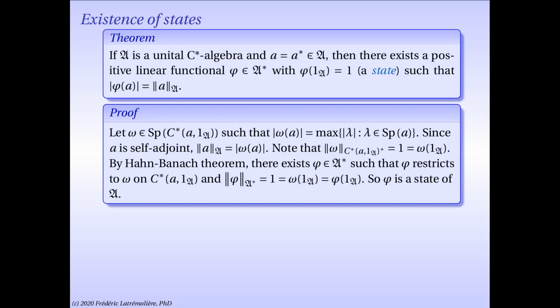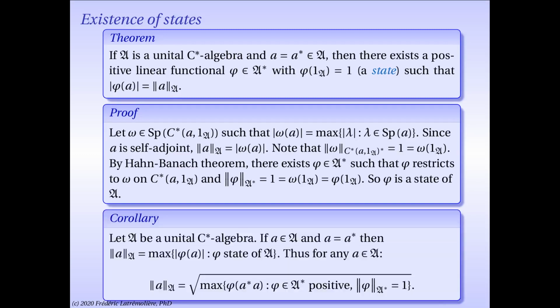So let me show you that as a consequence, we can actually calculate the norm of an arbitrary element in a unital C-star algebra using only those states, those positive linear functionals of norm 1. So again, we work within a unital C-star algebra. Let A be some self-adjoint element. Then the first claim is that the norm of A is in fact the maximum of the absolute value of phi of A for phi ranging over all possible states of your C-star algebra.